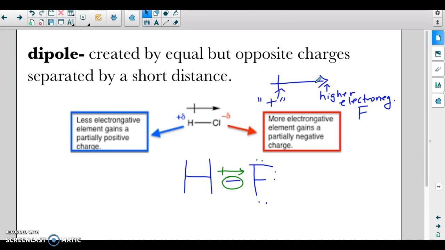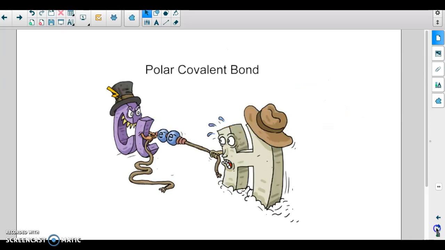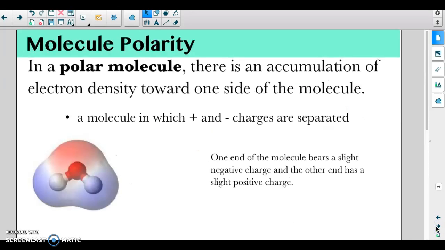We can also have those dipole bonds, or the polar bonds, add up and cause a molecule to be polar. It could possibly accumulate and become polar as a molecule, or it could possibly cancel.